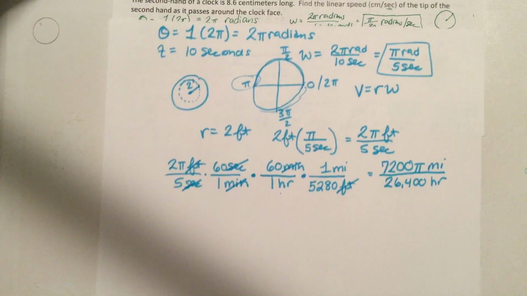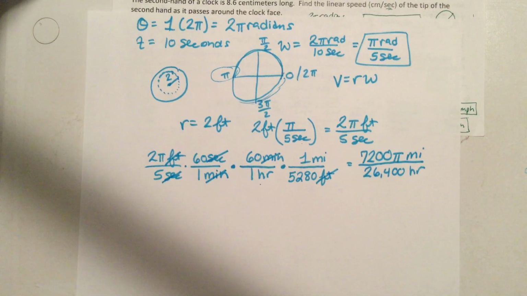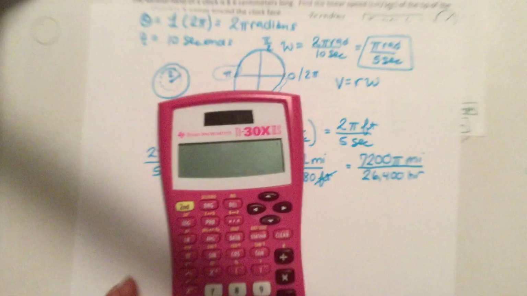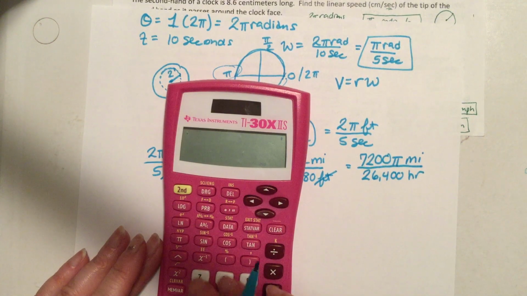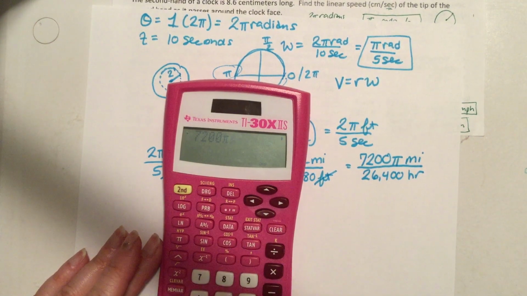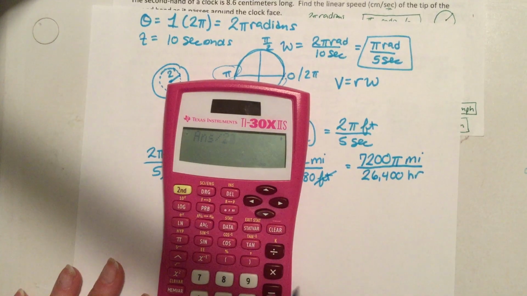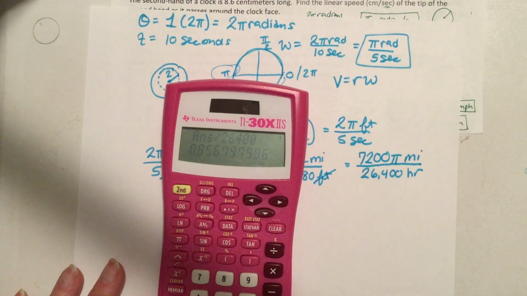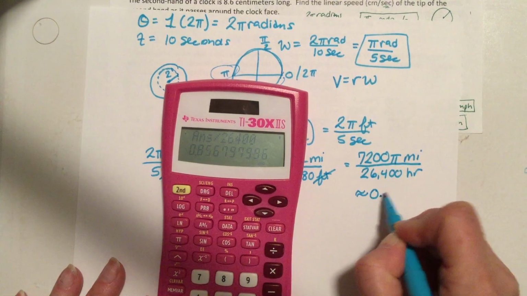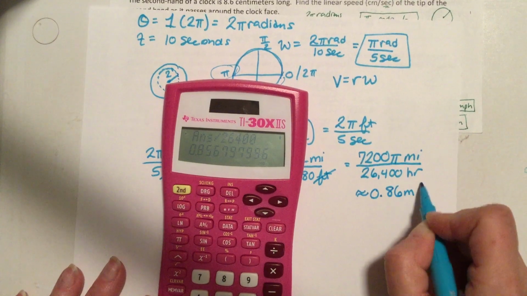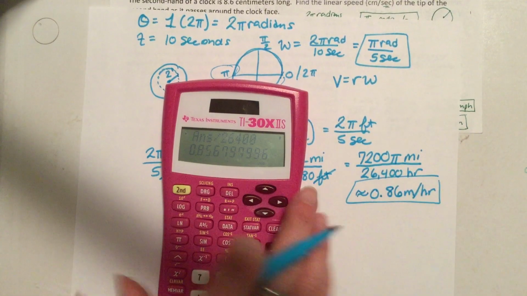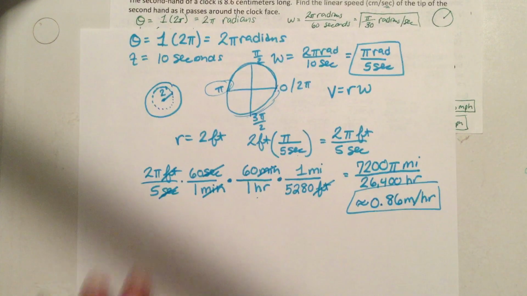Now again, this is our linear speed. You're not going to say, hey, guess what? That merry-go-round was going 7,200 pi over 26,400 miles per hour. That doesn't mean anything unless you actually calculate it out. So we want to go ahead and go to the decimal. So it's 7,200 pi, there's the top, now divided by 26,400. That thing is going slow. So we have approximately 0.86 miles per hour.